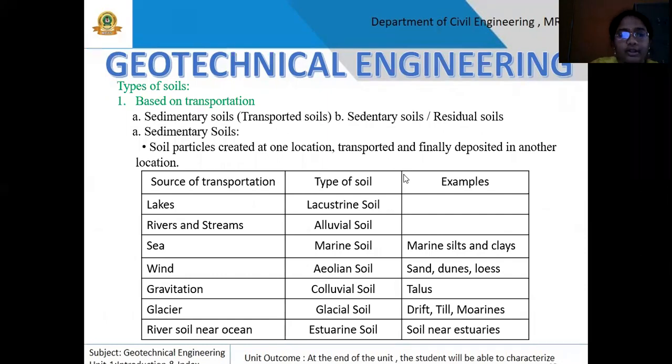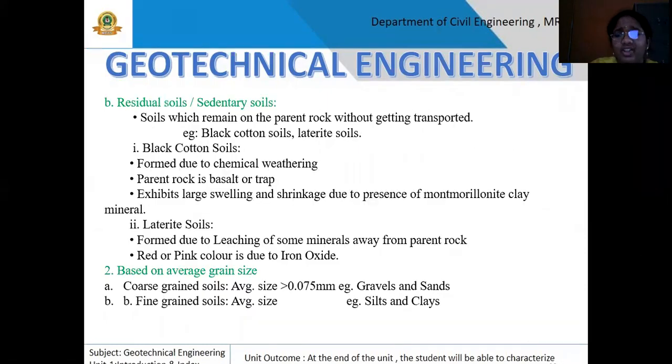Based upon the average grain size, we have coarse grain and fine grain. If the grain size is greater than 0.075 mm, it is called coarse grain. If it's less than 0.075 mm, it is called fine grain. Examples of coarse grain are gravels and sands. Examples of fine grain are silt and clays.